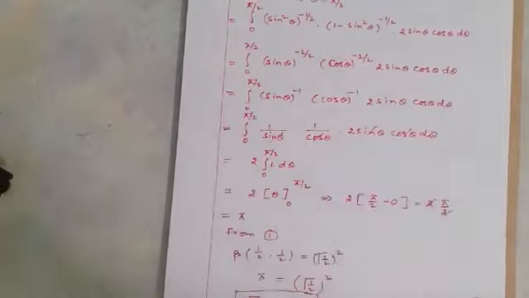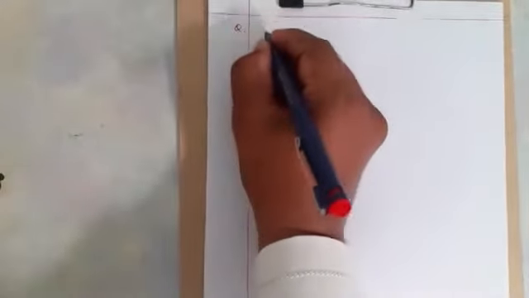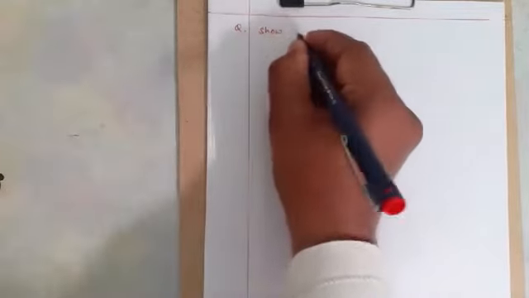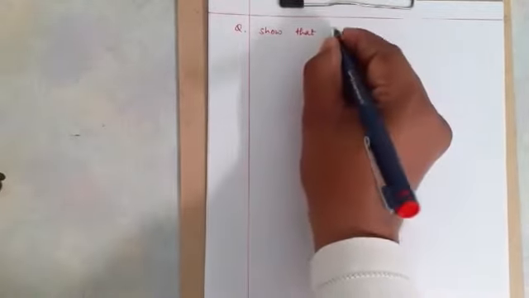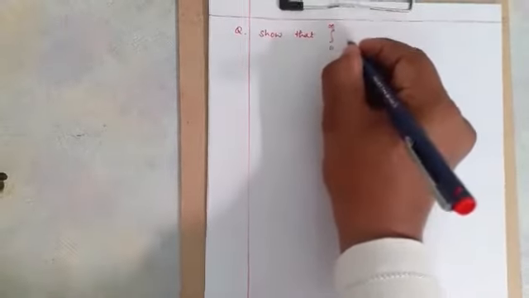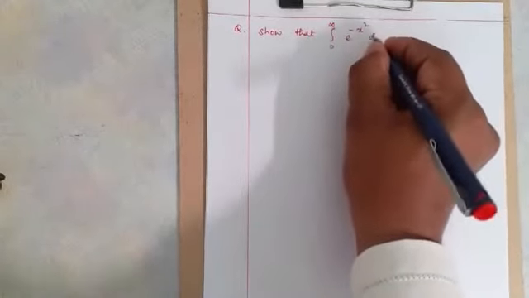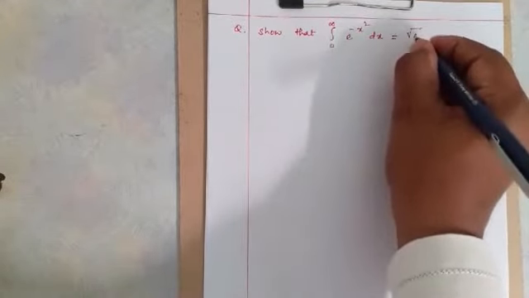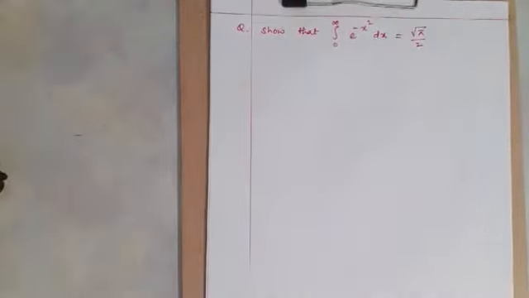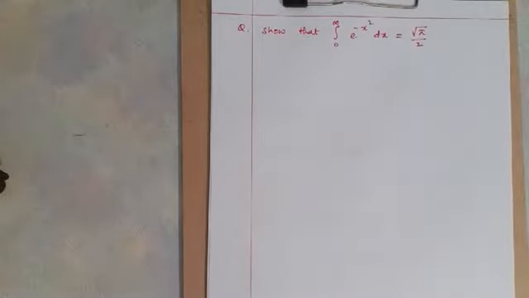Next is this, what we are doing now will come for 3 marks. This is also very important, let us do that. Now this is the question, we can say: show that integral 0 to infinity e power minus x square dx is equal to root pi upon 2. Now let us do this one.